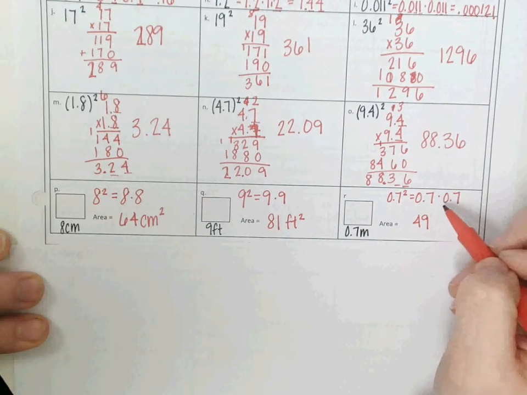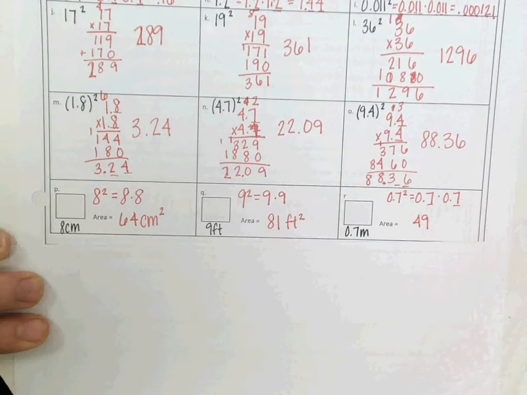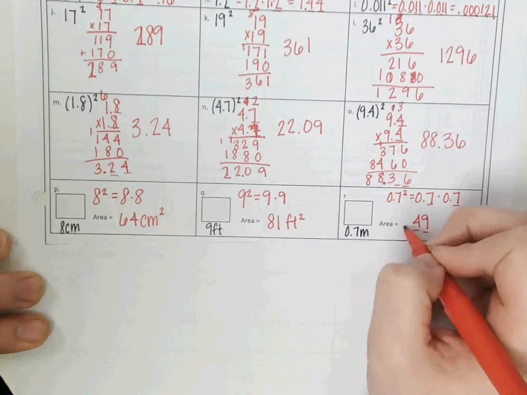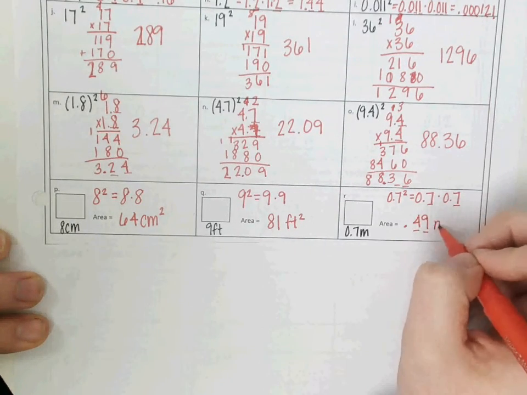Okay, but then we have to remember that we have 2 numbers behind our decimal place. And so we need 2 numbers behind our decimal place here, so it's going to be 0.49 meters squared.